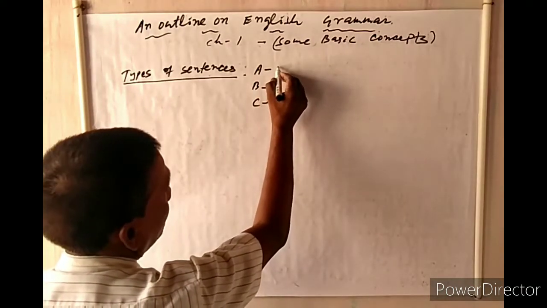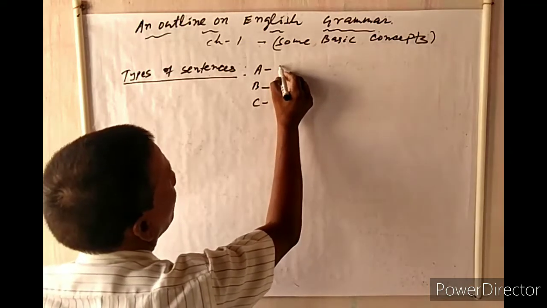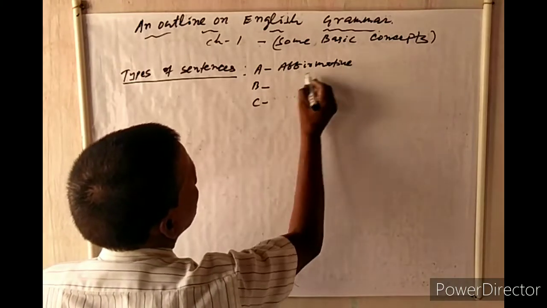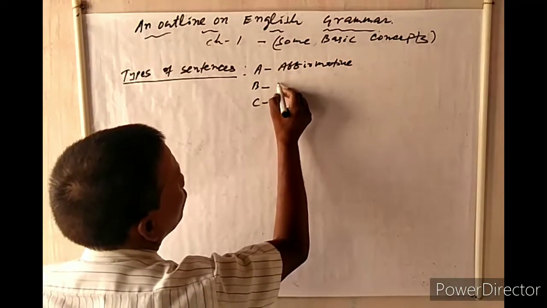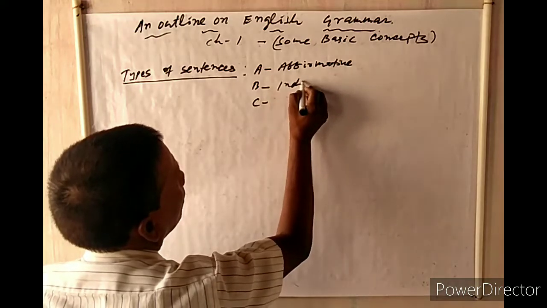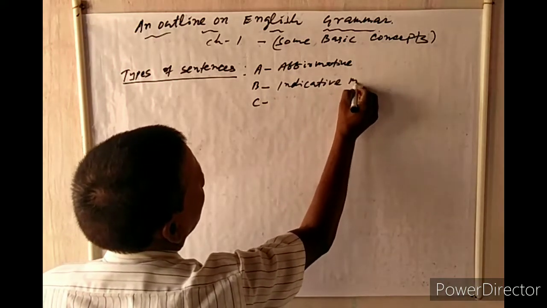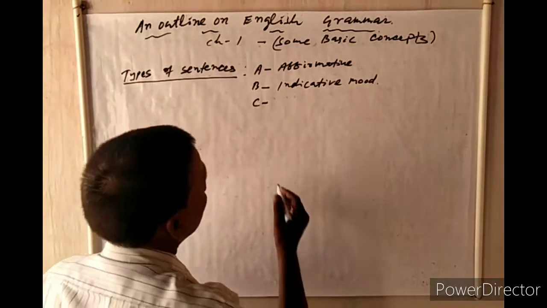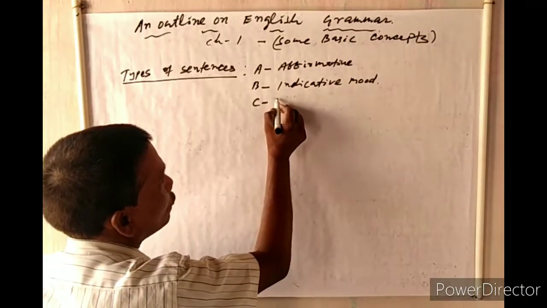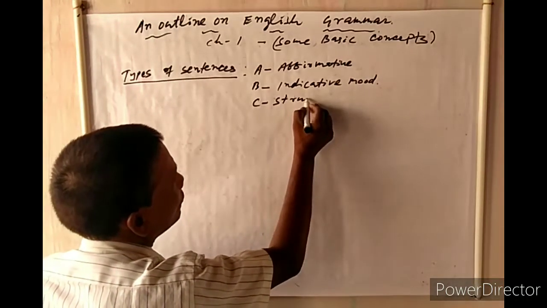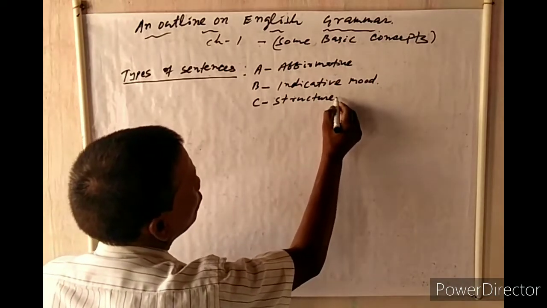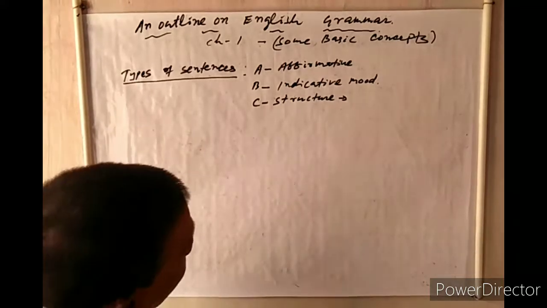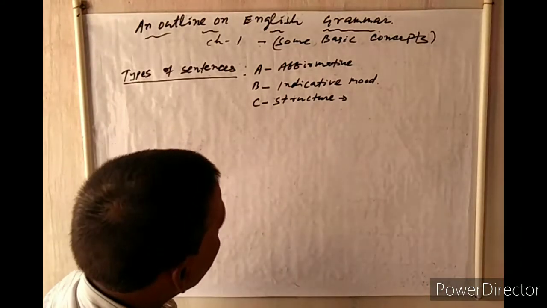In point A, we had studied that meaning-wise, the first one was affirmative, and B was mood-wise, mood indicative. The third one, C: we're going to study, we're going to write the structure. Structure means, for affirmative, the structure. So what is the structure for the affirmative sentence?